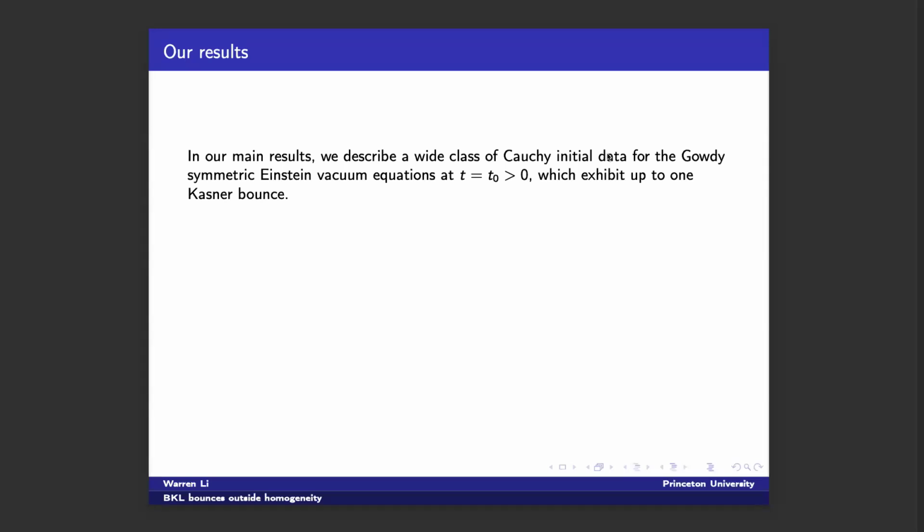So okay, what do I want to do? I want to describe initial data for the Gowdy equations, those wave map equations for P and Q. I want to prescribe the data at t equals t naught, which is going to be away from the singularity, so away from zero. And I want to say that they exhibit up to one of these balances.